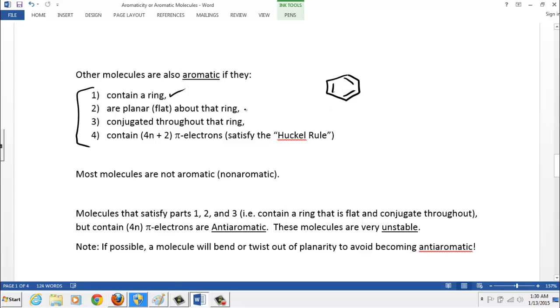The ring is flat. Sometimes that's tricky to see, but we can say it can be flat because every carbon is sp2 hybridized. Right, there's a hydrogen here. It's making 3 sigma bonds. It's got 1 pi bond. That's sp2 hybridized, which is trigonal planar.